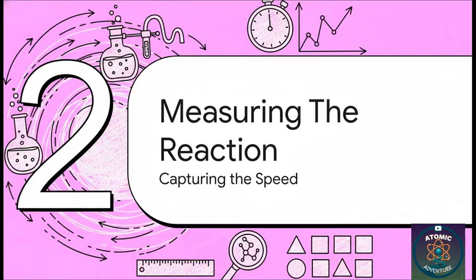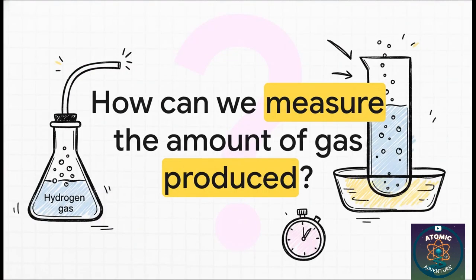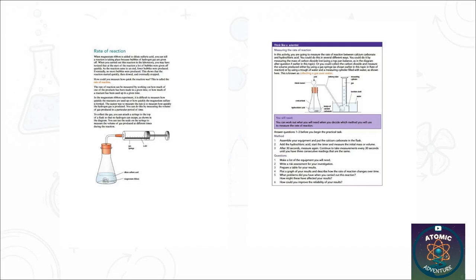Okay, so watching bubbles is cool, but how do we actually measure this in an experiment? Let's talk about how to get some real numbers from what we're seeing. Think about it. If our reaction is making a gas, like those hydrogen bubbles we just saw, we need a way to catch it and measure it. How on earth are we supposed to do that accurately? Turns out there are two really clever ways to do it.